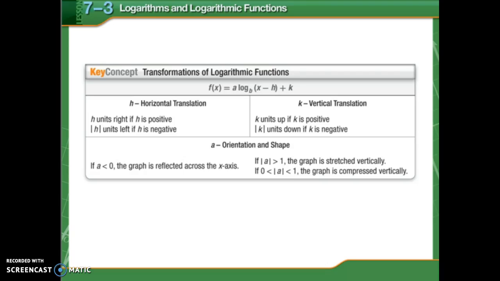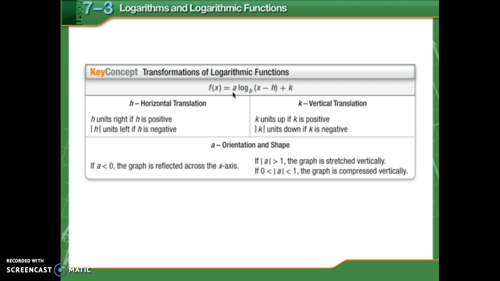Picking up with Unit 3, Lesson 3, heading into a key concept and then heading into example 5. Our key concept here is transformations on logarithmic functions. Again, we're going to see this A out in front of the expression, which tells us the orientation, whether the graph faces up or down.